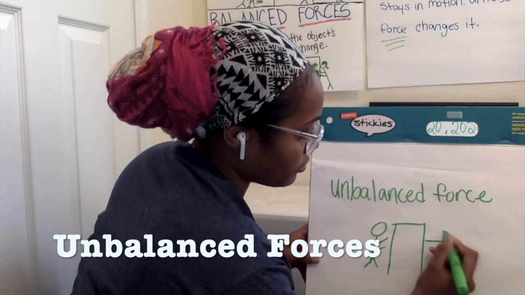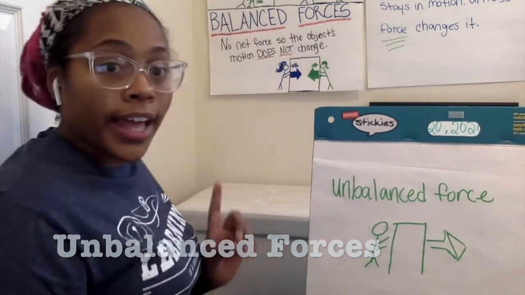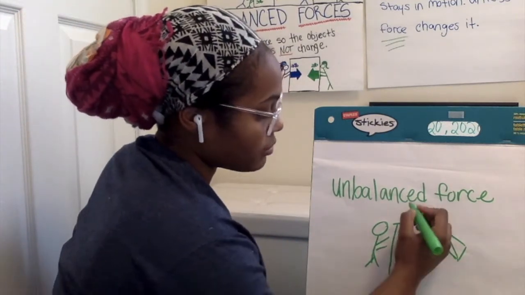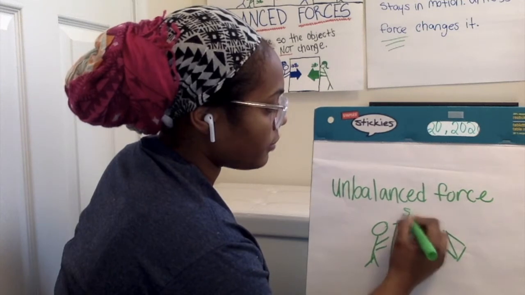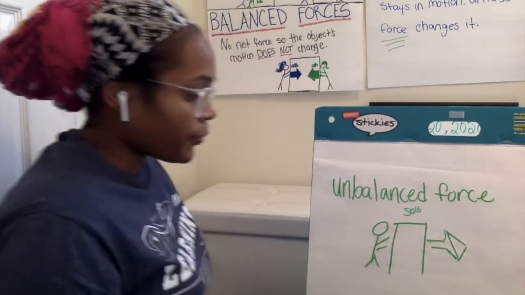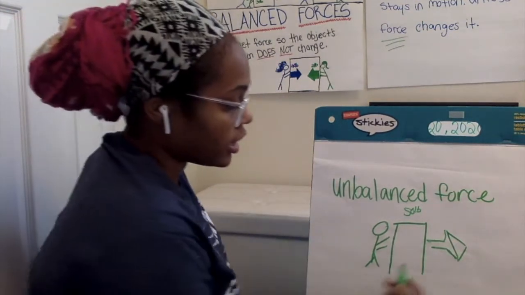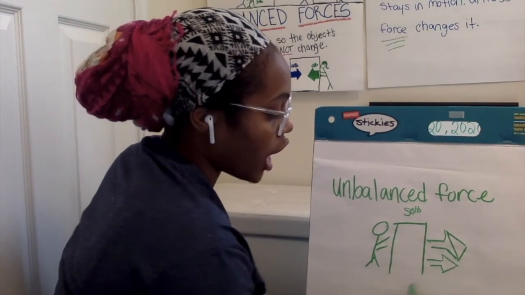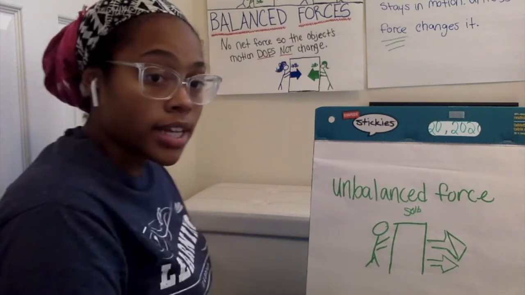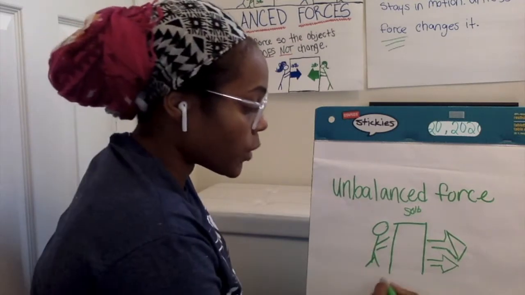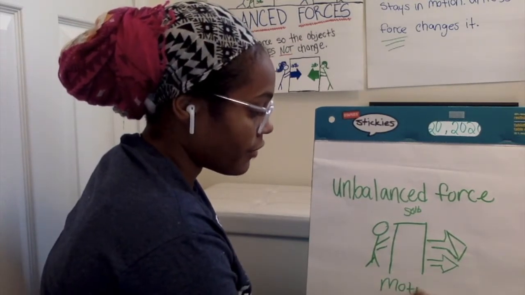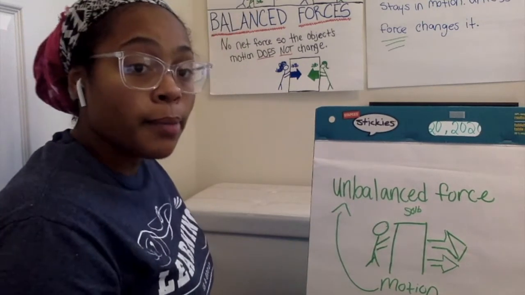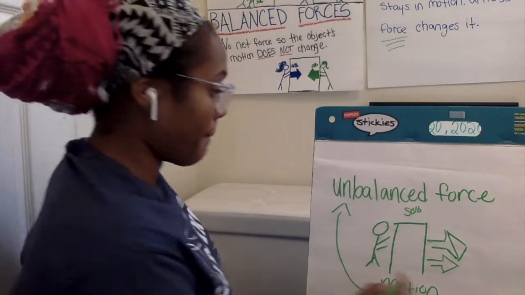Okay, that was supposed to be an arrow. If they're pushing the object this way, this object is, say, 50 pounds. They start to push this object, and this object begins to move. They're applying an unbalanced force onto this object because now it is in motion. If it is in motion, that means it is an unbalanced force because it is moving.